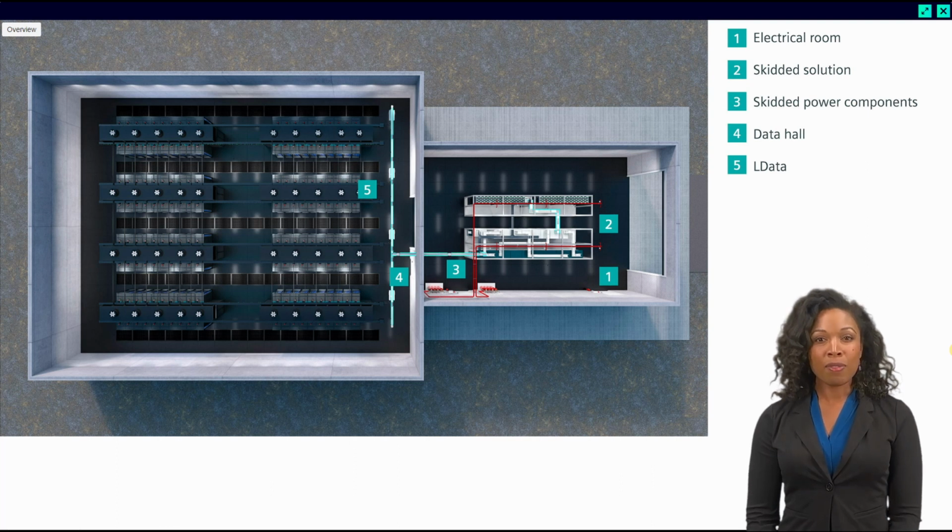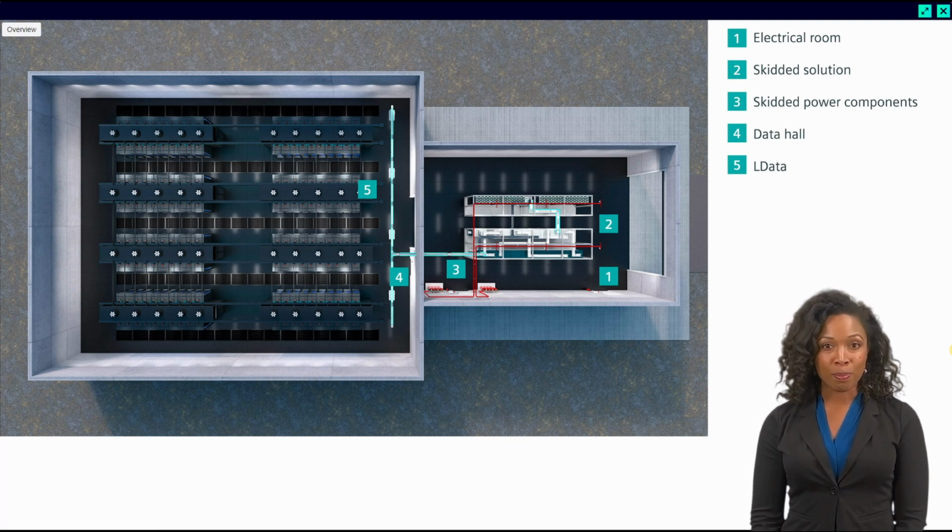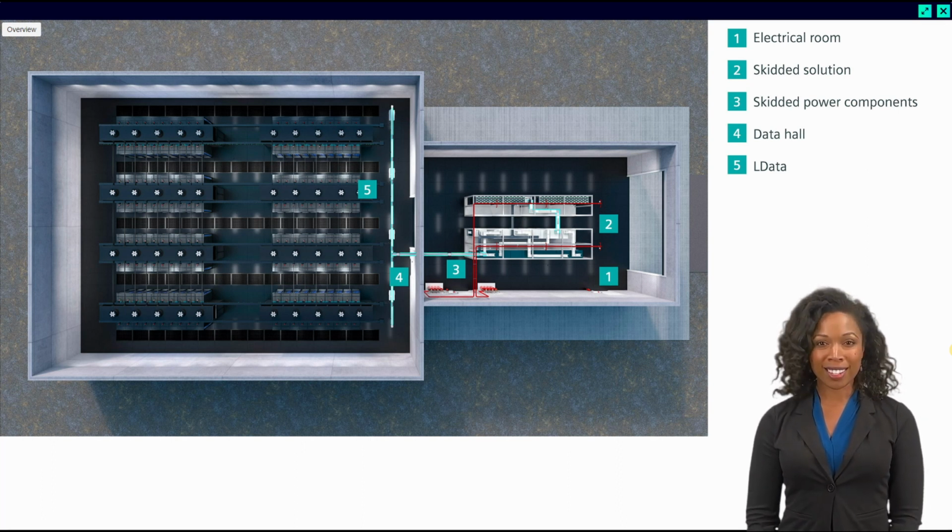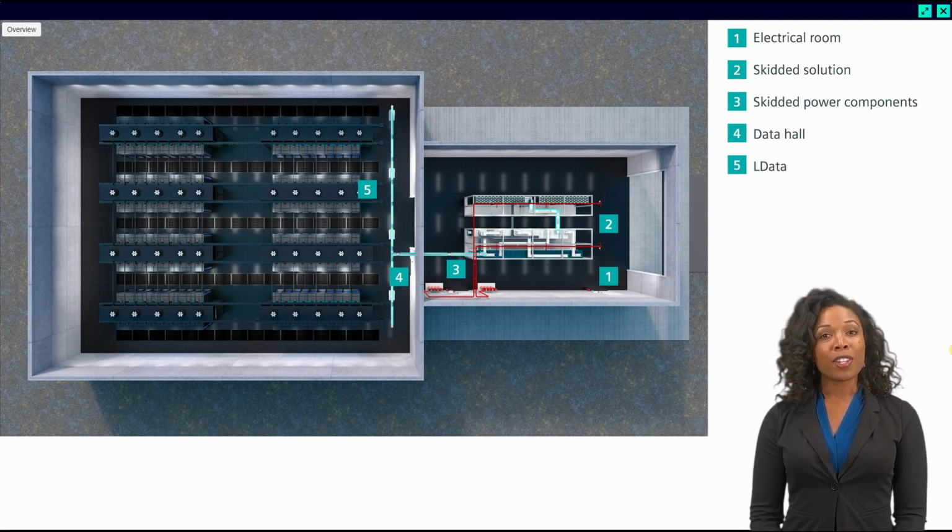Here is a map of the overview of the data center. Number 1 is the electrical room. 2 is the skidded solution. 3, the prefabricated skidded power components such as LV switchboard, LV busbar, uninterrupted power supply and necessary batteries. 4 is the data hall, which is the white space area where customers make their turnover and profit. And 5 is the busbar trunking system.